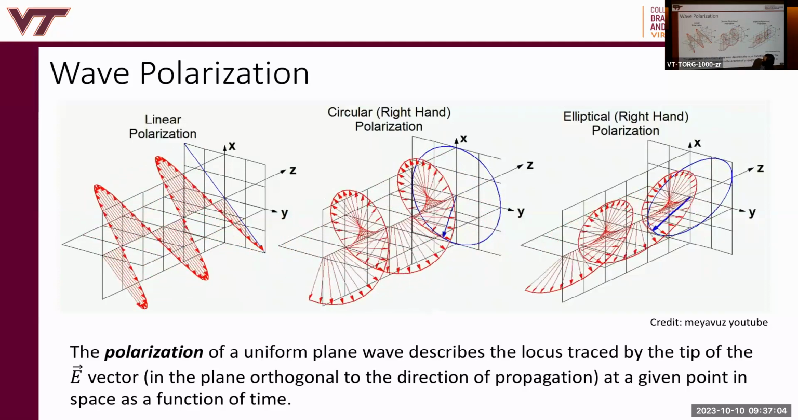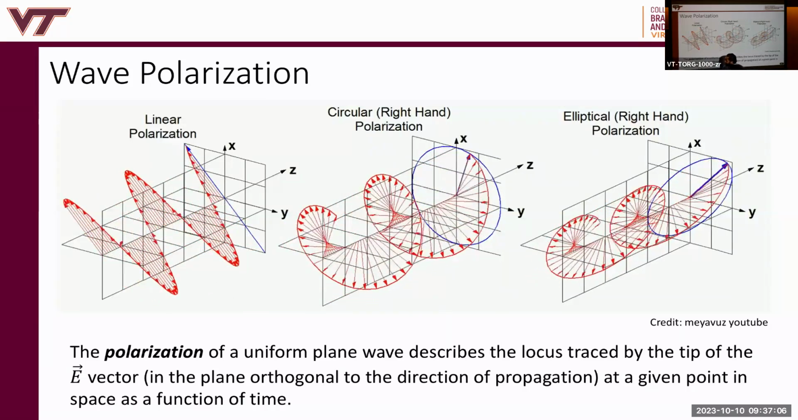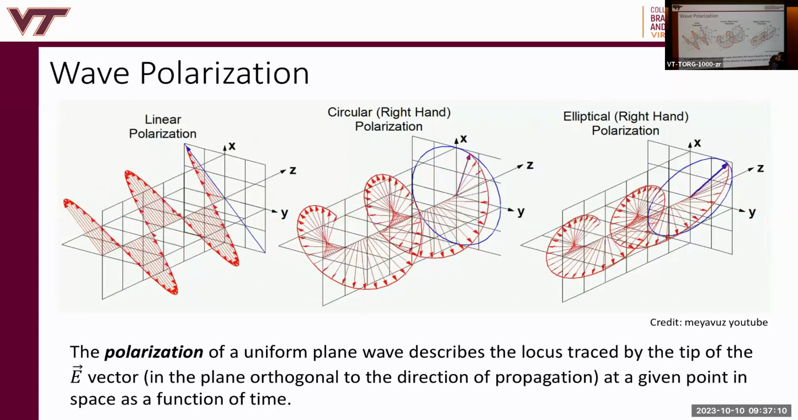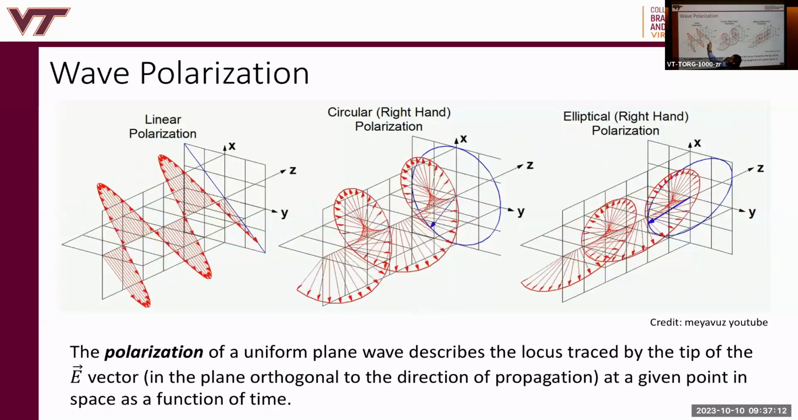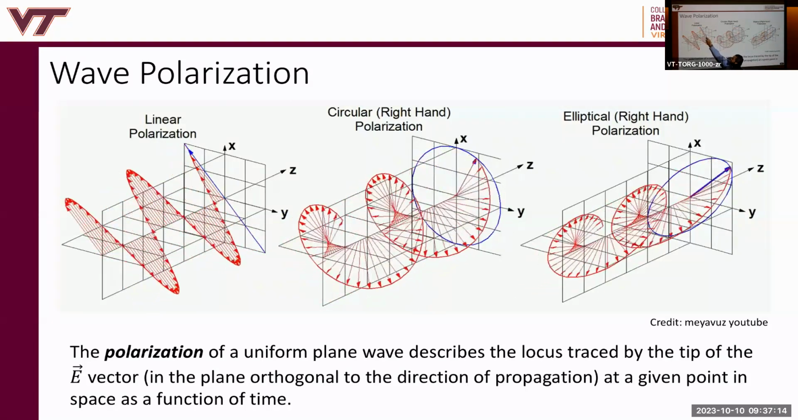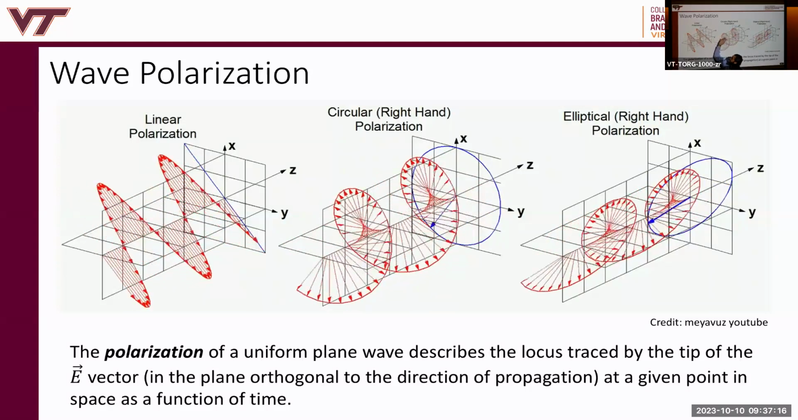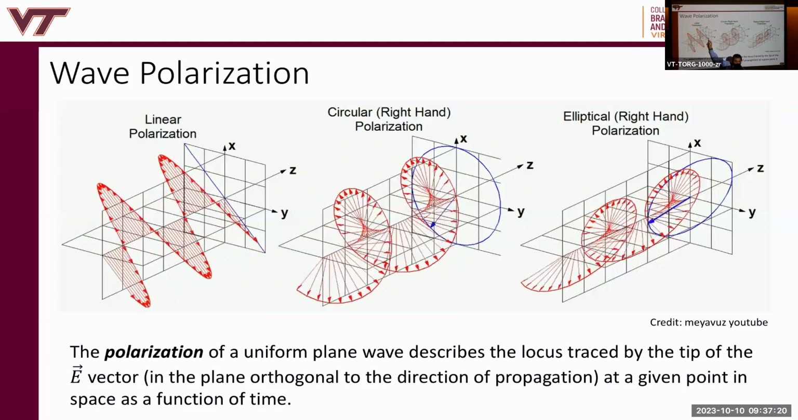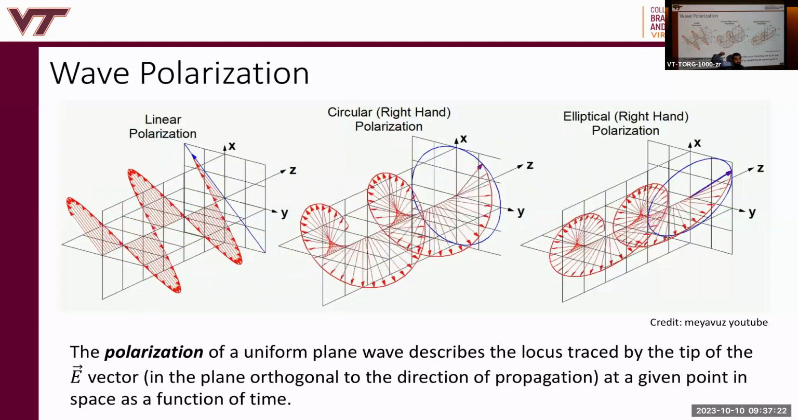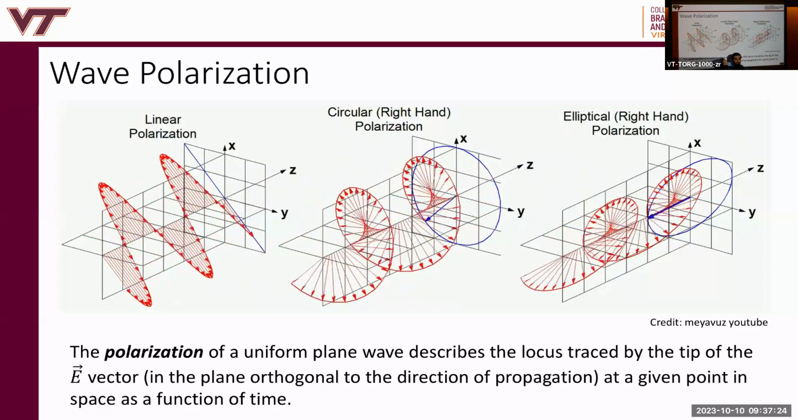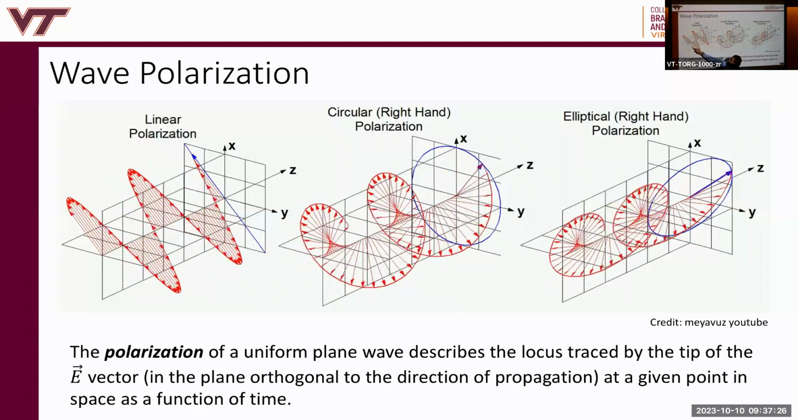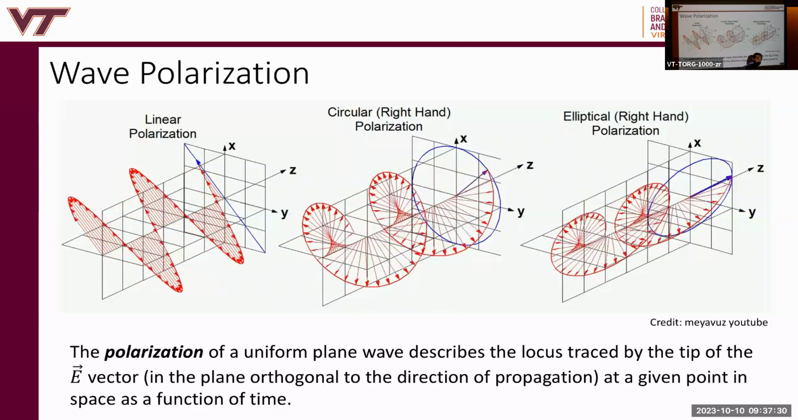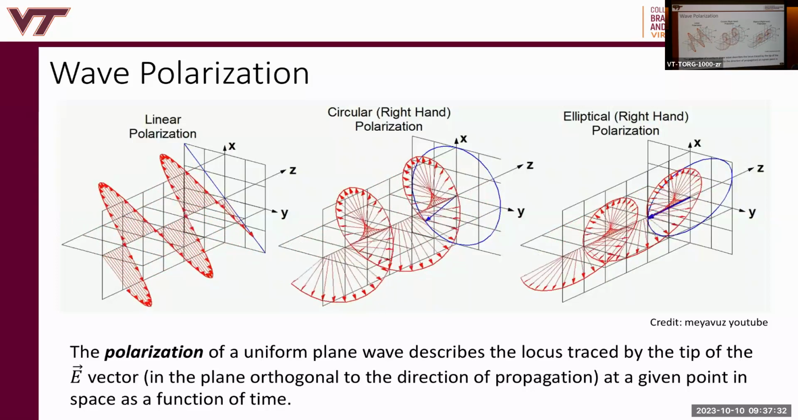And we have to look at the electric field vector, the locus traced by the tip of it as a function of time. So here's the tip of the electric field vector in a plane at a point in space, at this x naught, y naught, z naught, in a plane orthogonal to the direction of propagation. I want to look at the tip of the electric field vector and the curve that it traces as a function of time, right? In this case, for a linearly polarized wave, that locus is a line, right? That's a linear polarization.